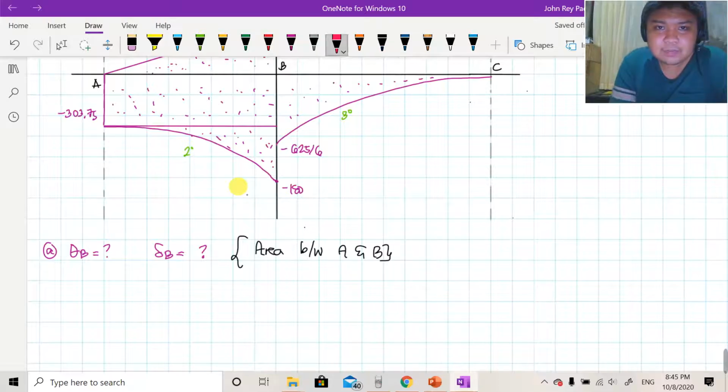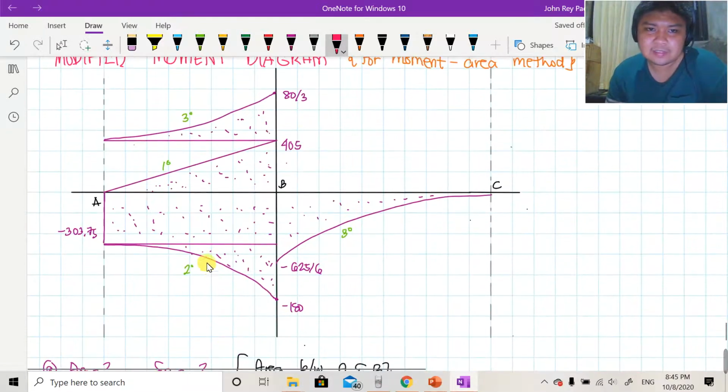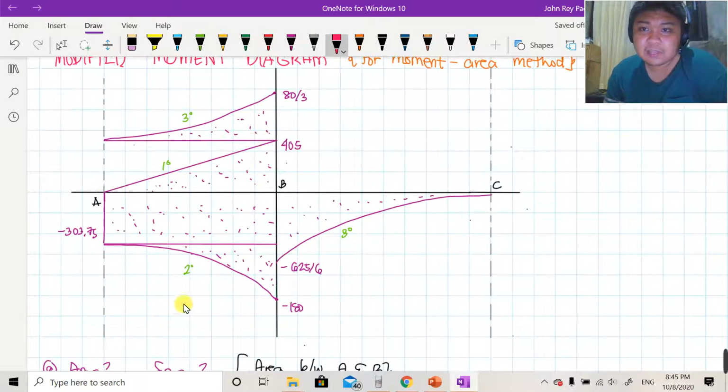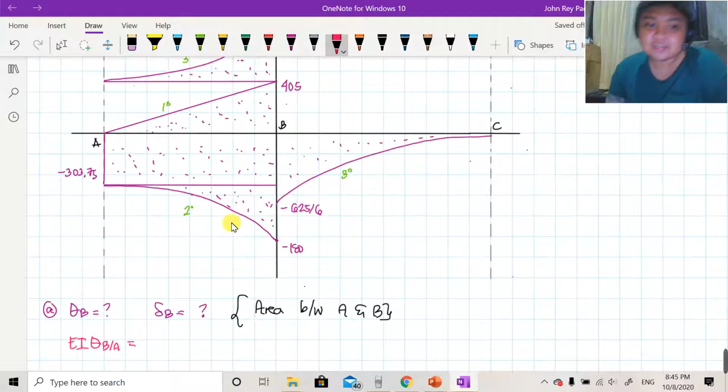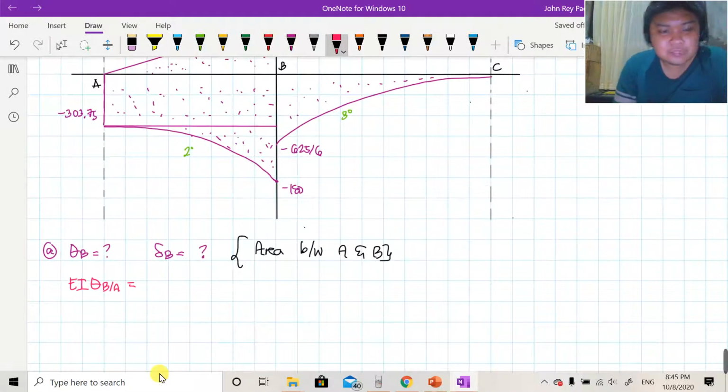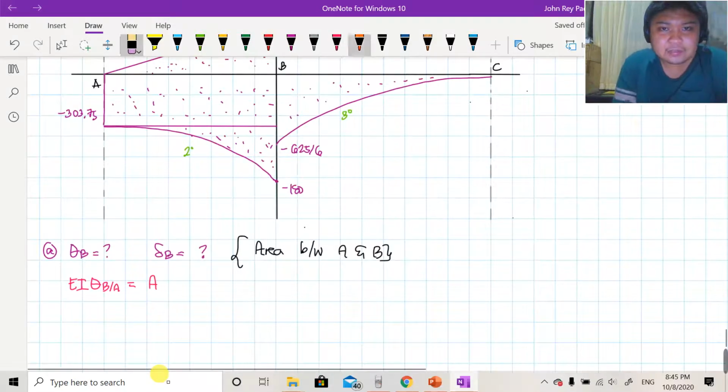Okay? So, unang step, hanapin muna natin yung EI theta B to A. So, there is no need na sigurong isulat ko pa class or i-drawing ko pa yun separately kasi napaka-self-understood naman na. Isipin nyo na lang, since A to B ang i-consider natin, i-ignore nyo na lang ito. I hope that is clear. So, EI theta B to A muna tayo is equal to simply area ng B to A or area ng AB.